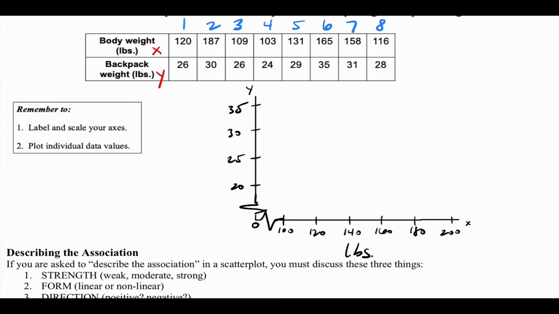That's the first thing we do. And then I got to label this side. This side is pounds. I should probably, since they're both pounds, also put body weight so I know which one's which, and backpack weight.